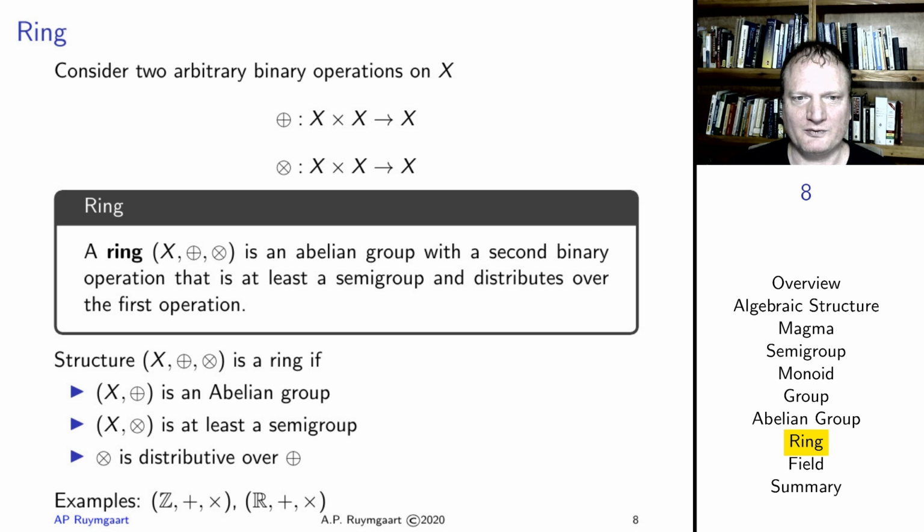And for some examples we can actually substitute O plus for addition, just plus, and O times for multiplication, just times. And we'll see that both the whole numbers along with addition and multiplication, as well as the real numbers along with addition and multiplication, are rings. The second group here, the multiplication operation, does not have inverse elements for all elements, but it is at least a semigroup. In fact, they are monoids in these cases. So both of these structures are rings.